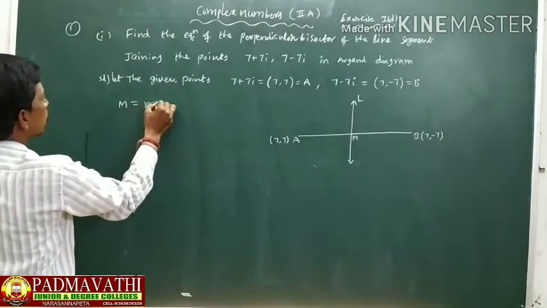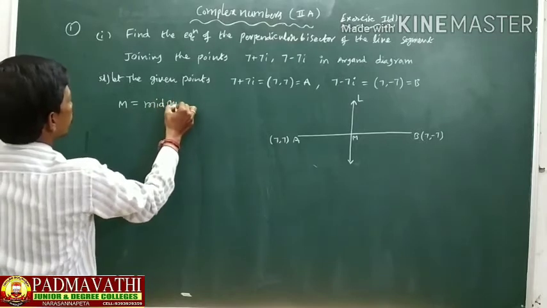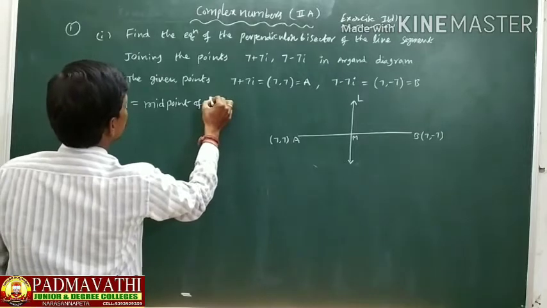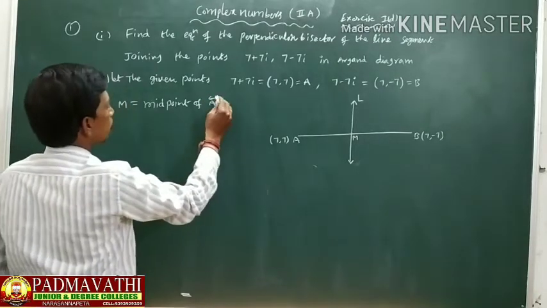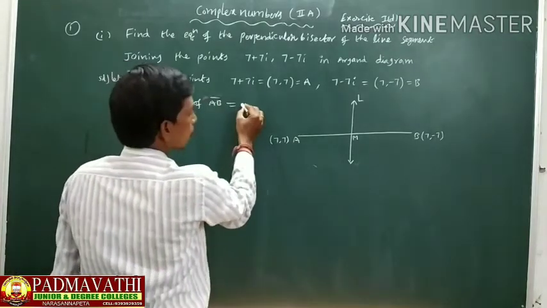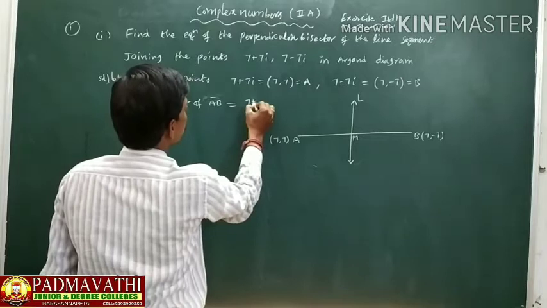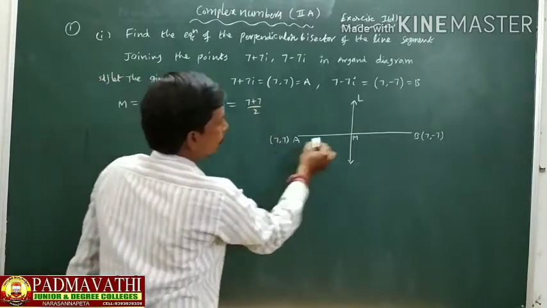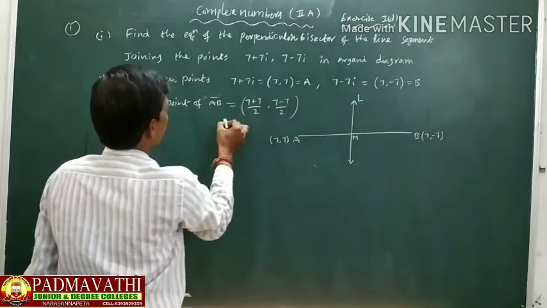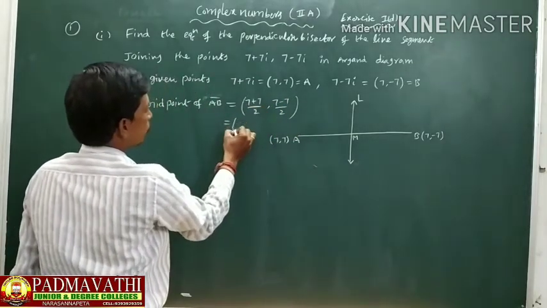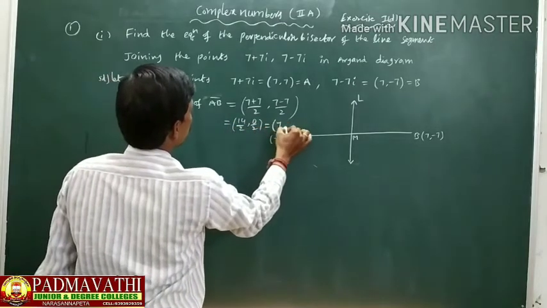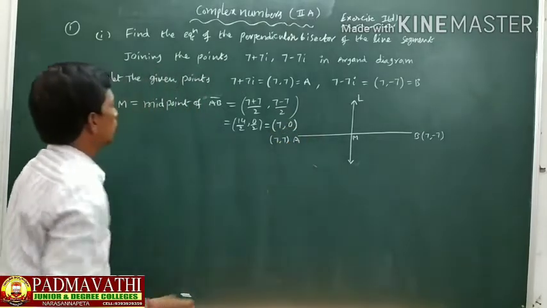M is the midpoint of AB. That equals ((7 plus 7) by 2, (7 minus 7) by 2). That equals (14 by 2, 0 by 2), that equals (7, 0). That is the midpoint.